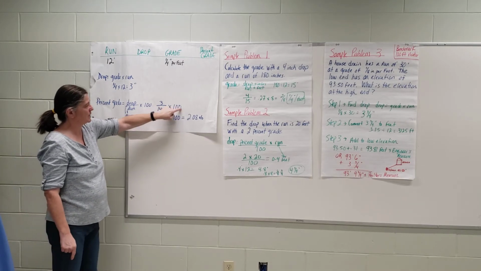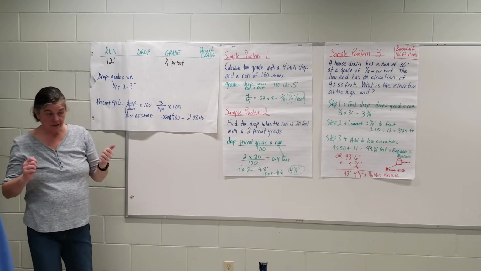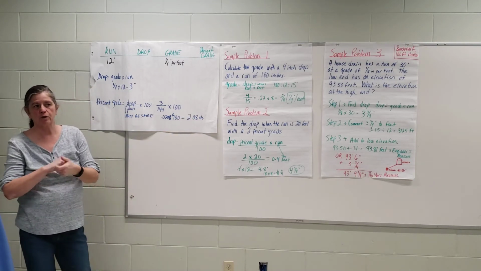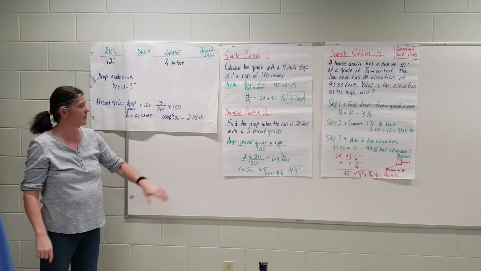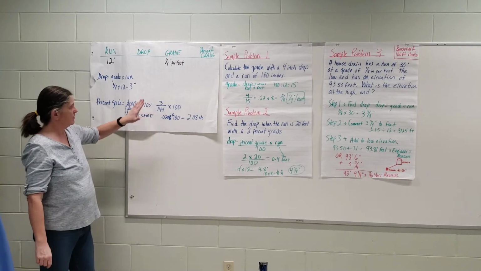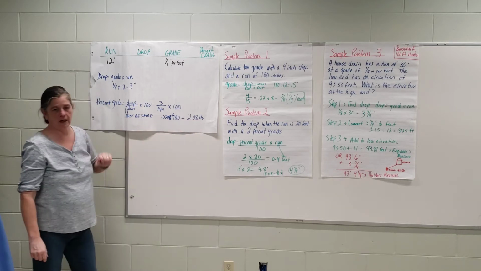0.0208, times that by 100, 2.08%. I suggest you drag this out 2 decimal places. When you're in a multiple choice apprenticeship test, it will not be as easy as 1, 2, 3, 4 to choose from. They are going to put some decimals in there for you, okay? So 3 divided by 144 times 100, 2.08%.